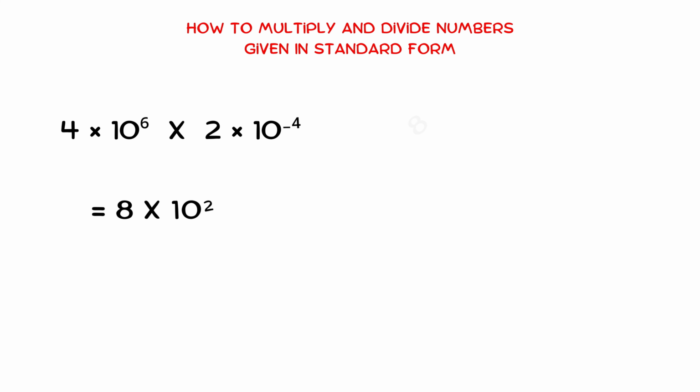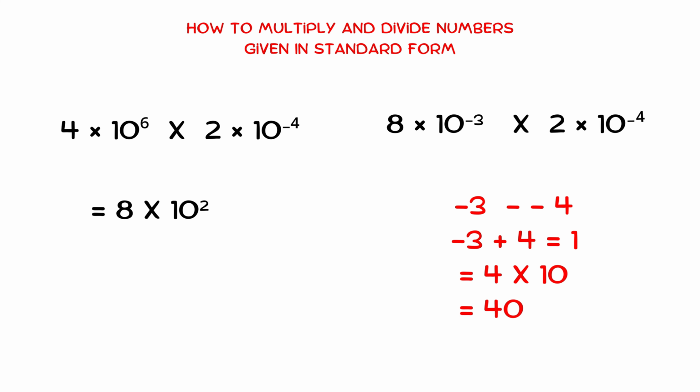For this next one, you need to divide 8 times 10 to the power of negative 3 by 2 times 10 to the power of negative 4, so because you're dividing this time, you need to divide the front numbers, so 8 divided by 2, which is 4, and then subtract the powers, so negative 3 minus negative 4.